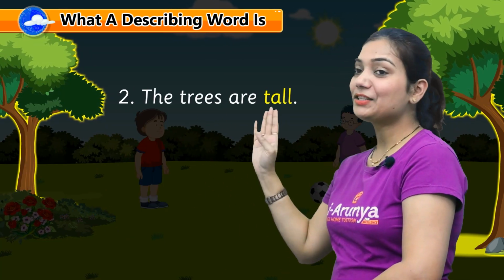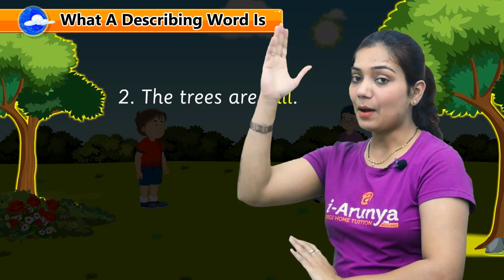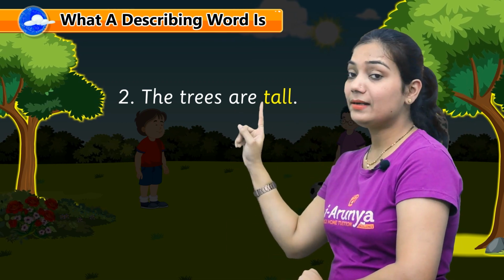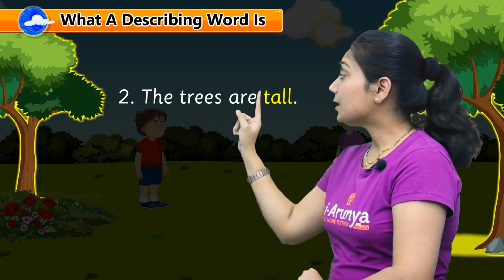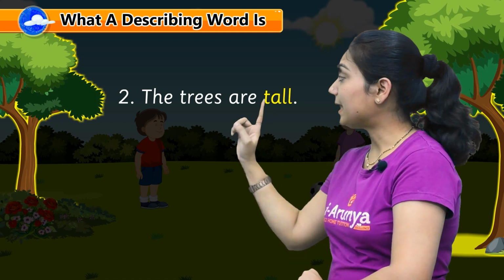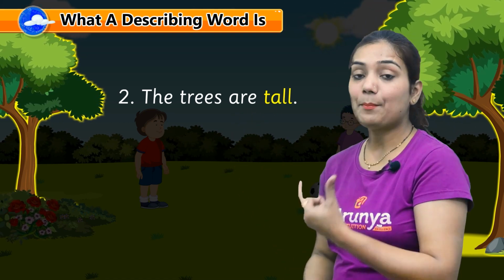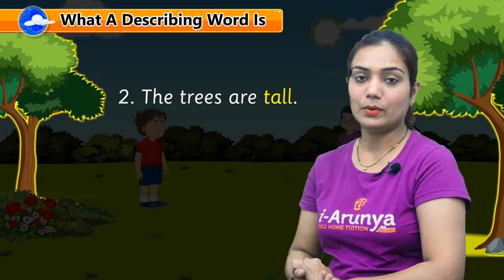Example number two. The trees are tall. Trees kaise hai? Trees lambe hai. The trees are tall. Here, the word tall describes the quality of the tree, or the size of the tree. So that is why tall is a describing word. यहाँ पे tall word क्या है? यहाँ पे tall word हमारा describing word है.